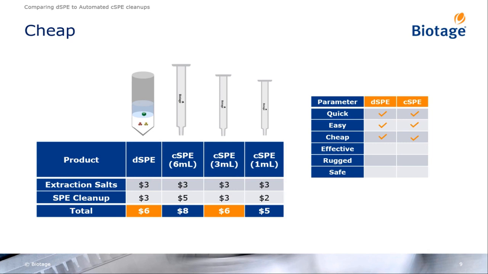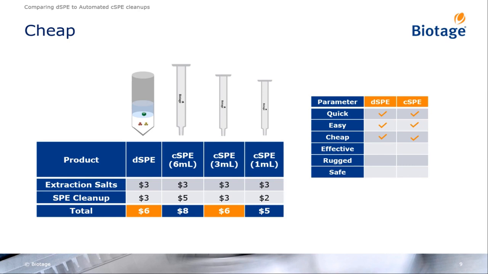for column-based SPE, the cost decreases as you decrease the size of the column. And we found that compared to typical pricing for DSPE cleanups, 3 ml column-based SPE cartridges were roughly equivalent to what it would cost for a dispersive SPE cleanup.